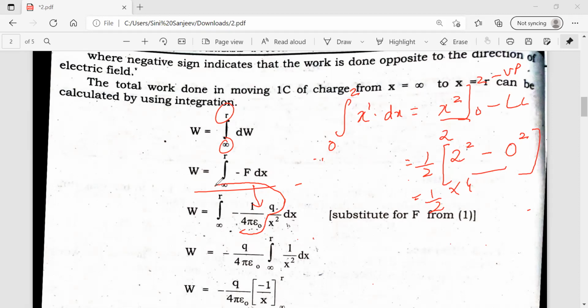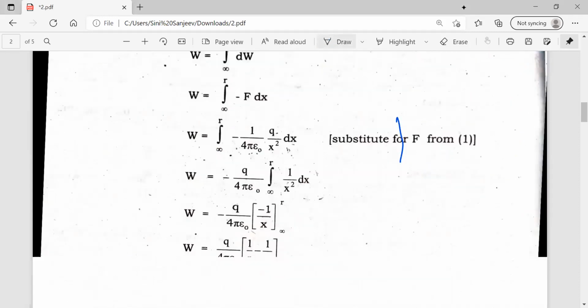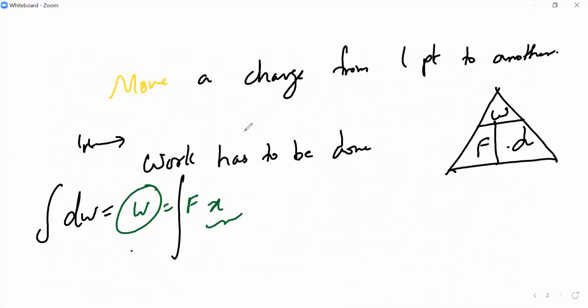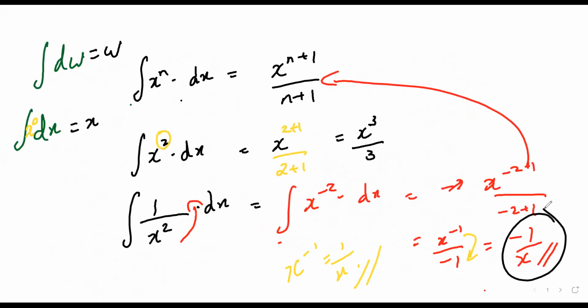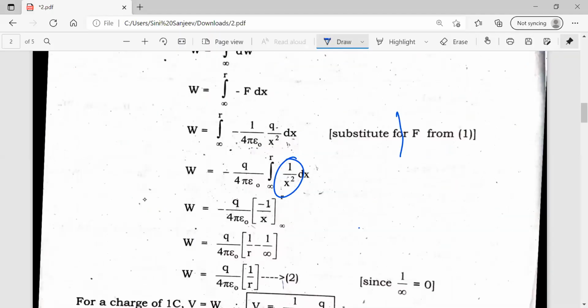So I'm just erasing these things. So I took everything outside in this, and it will be just 1 by x square. Already we have done the integration for this part. The integral of 1 by x square is minus 1 by x. We already have got it. So that's the same thing, without steps, they are putting it here. Correct? And coming to this part, it is minus 1 by x from infinity to r.